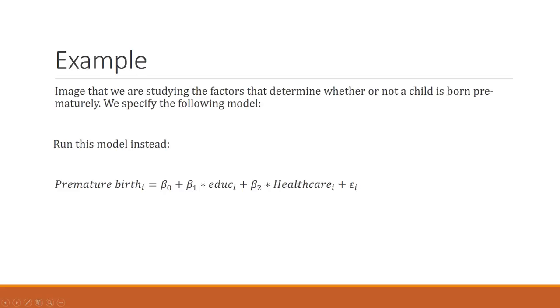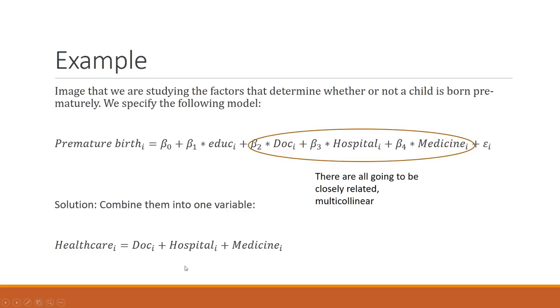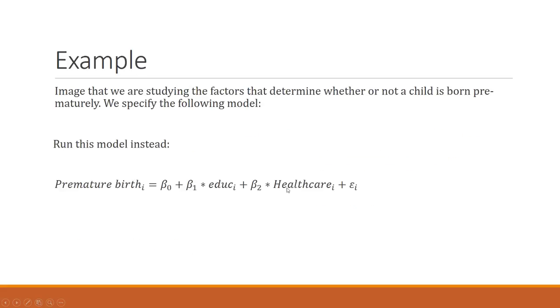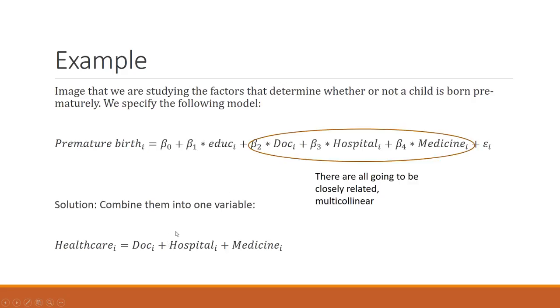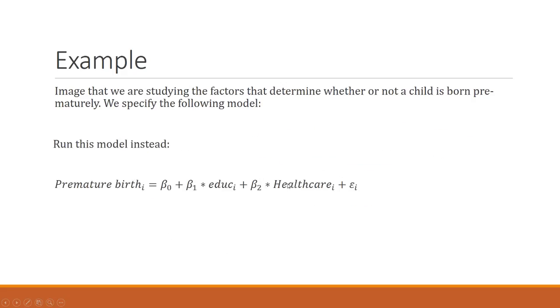This variable captures all three variables, so we don't have an omitted variable problem, because the healthcare variable captures all the effect of the other three variables, but there aren't several variables that are multicollinear. And so now we solve the multicollinearity problem by combining variables into one coherent, meaningful combined variable for healthcare.